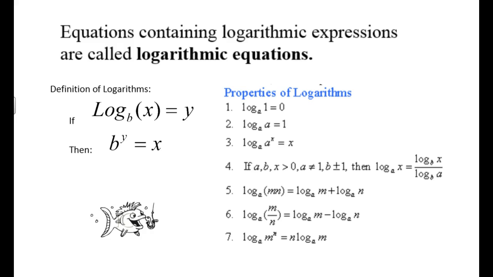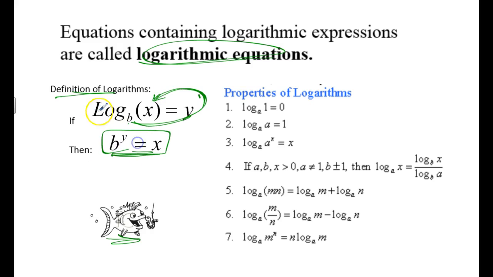So putting everything together on one slide, we need to know the definition if you're going to be solving logarithmic equations. So again, I call this the fishhook, b to the y equals x. Start with the base, head over to the y, and then give me the x. So we can change any log into an exponent.